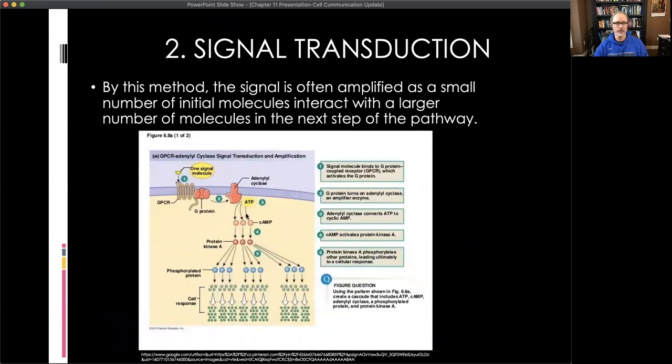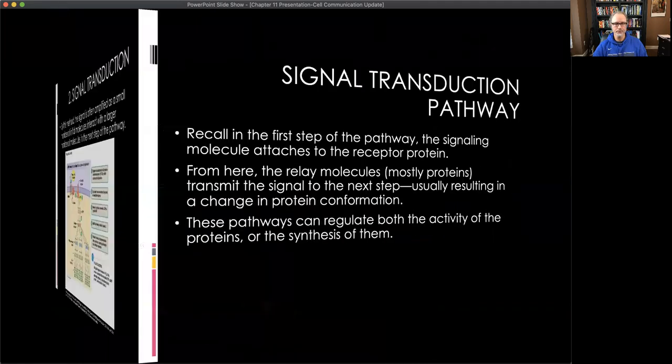As we spoke about in an earlier video, a single molecule on the outside gets amplified and leads to a massive response on the inside. For example, epinephrine leads to the release of a lot of glucose molecules from glycogen. So it's promoting glycogen breakdown.